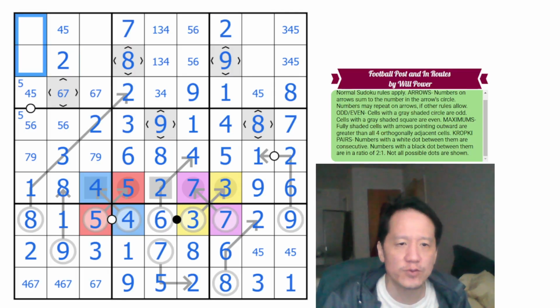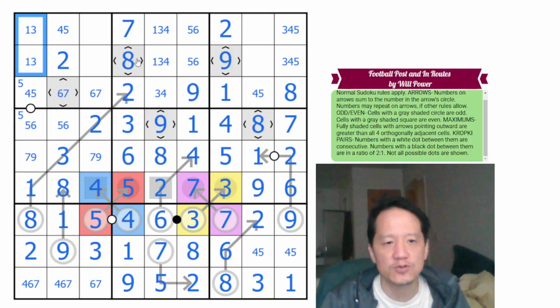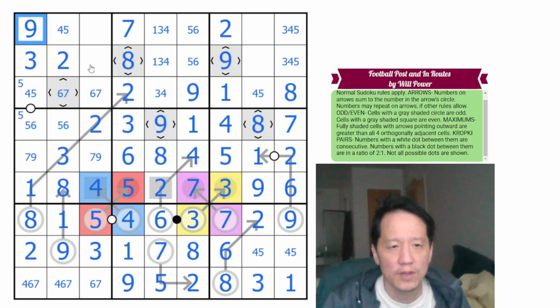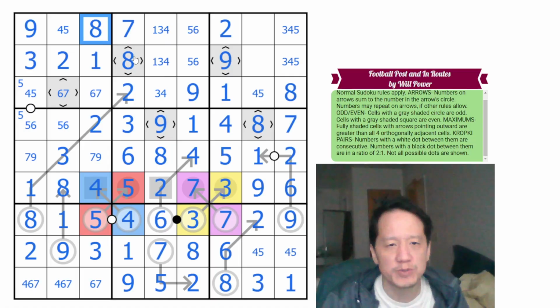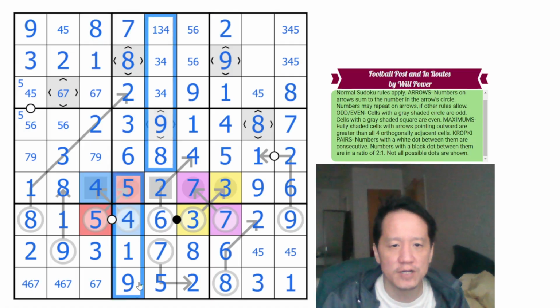So they then have to be 1, 3, 8, and 9 as the remaining digits. Well, this can't be 1 or 8. This can't be 9, so this must be 3, which forces this to be 9. This then has to be 1 and 8, and this can't be 8, so this must be 1, which makes that an 8. This can no longer be 1. Where is the 1 in column 5? It has to be here. So this is a 1.